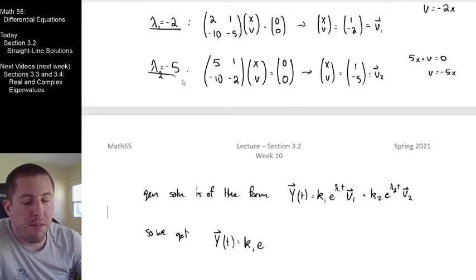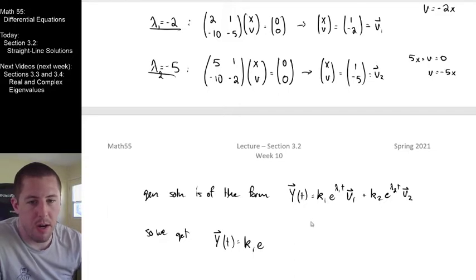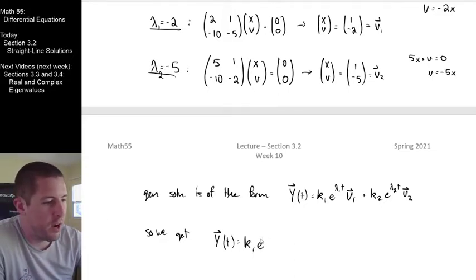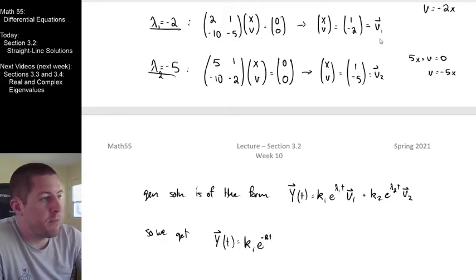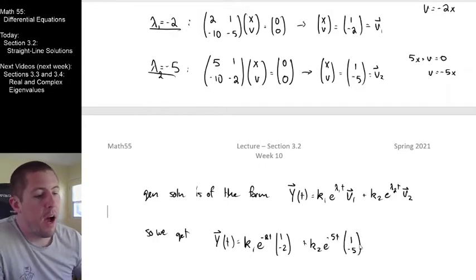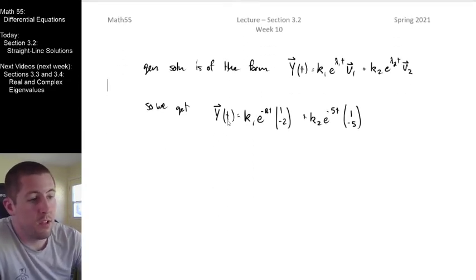Referring to things as the dominant eigenvalue is a thing. I'm not worried about that for right now, but it's something we're going to talk about in our coming up sections, is ordering those. Right now, as long as the subscripts match, I'm good to go. So e to the -2t times our first eigenvector, which was (1, -2), plus k2 e to the -5t times our second eigenvector, which was (1, -5). So this is a good final answer right here.